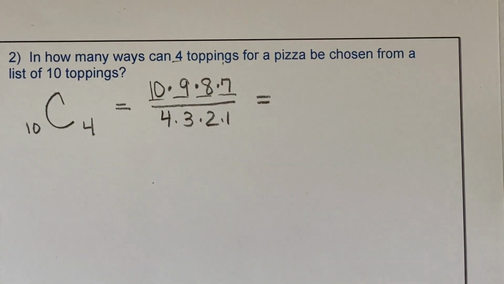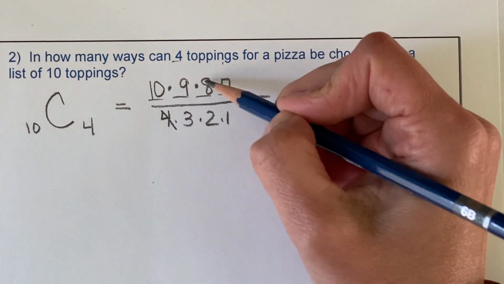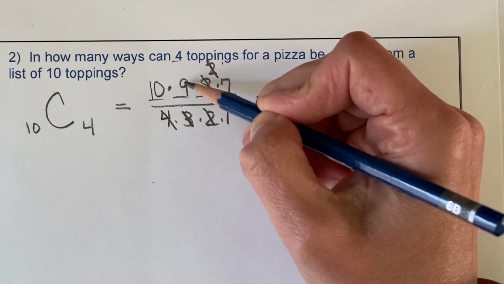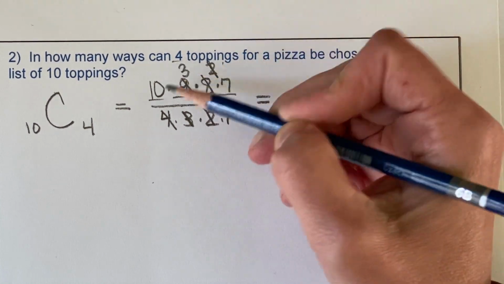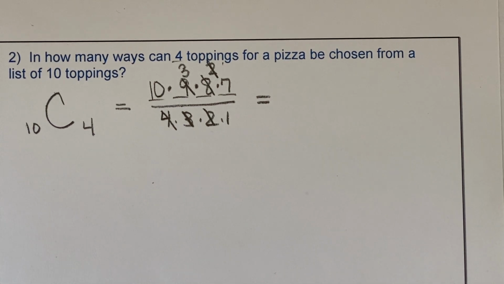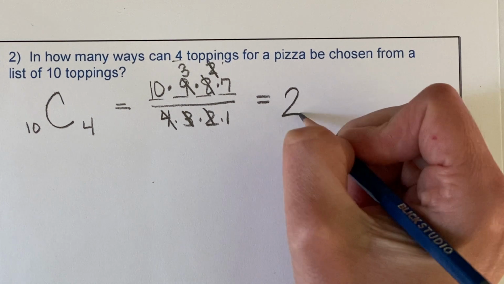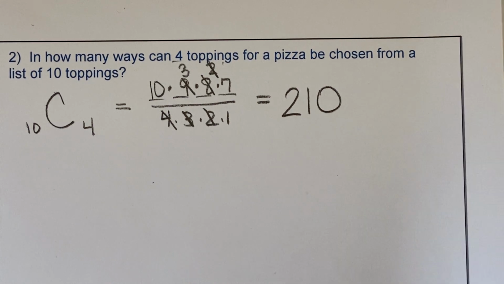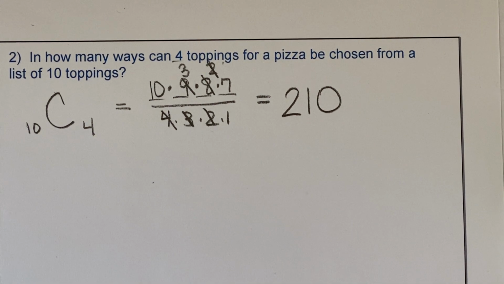I like to do simplifying first. 4 goes into 8 twice, 2 goes into 2 once, 3 goes into 9 3 times. So 10 times 3 is 30, and 30 times 7 is 210. My denominator is 1. So I have 210 different combinations of toppings that I can choose.